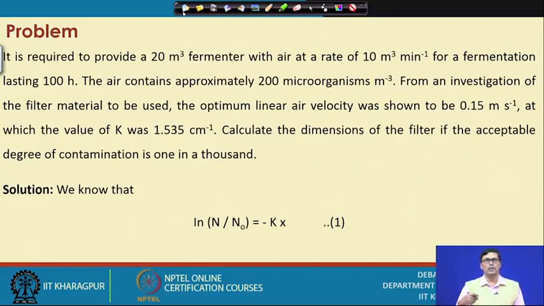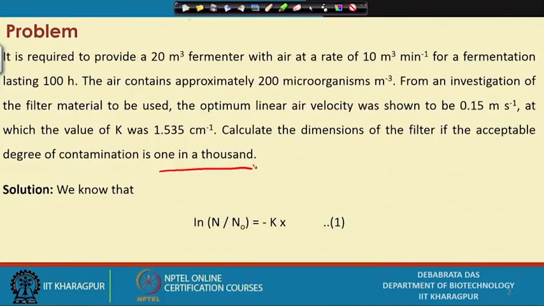I can do the sterilization on the basis of 1 in 1 million, 1 in 10 million. When you want more critical sterilization conditions, then the sterility level will be higher, like 1 in 10 million. If sterility is not that important, you can reduce it to 1 in 1 million, 1 in 1 lakh, like this. So here 1 in 1000 is mentioned.